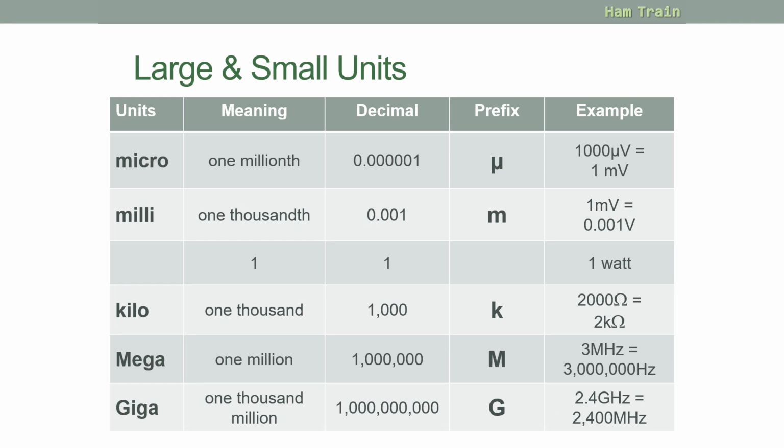That's the large ones. Now let's look at the small ones. We have milli, which is 1000th, 0.001. Little m as the prefix. For example, 1 millivolt would be 0.001 volts. And the smallest one we need to worry about is micro, which is 1 millionth. And on the screen you can see the decimal value, the prefix, and an example. So that's micro, milli, kilo, mega and giga.